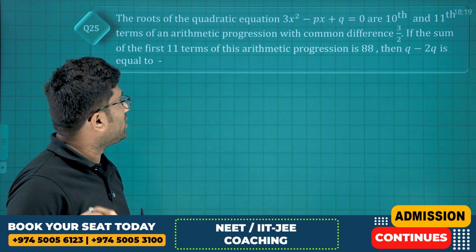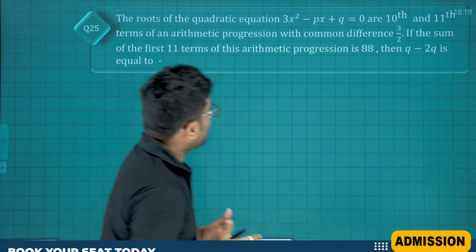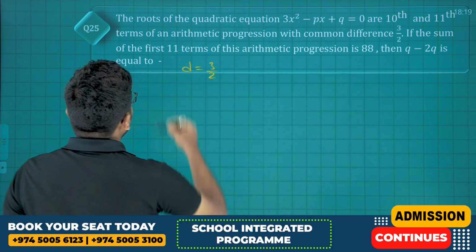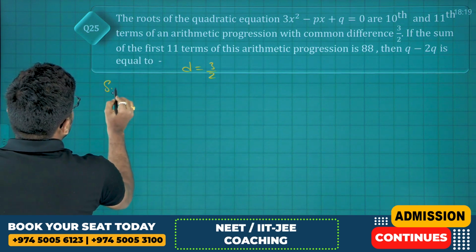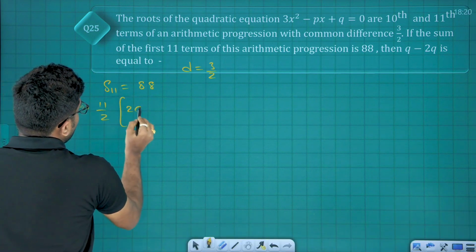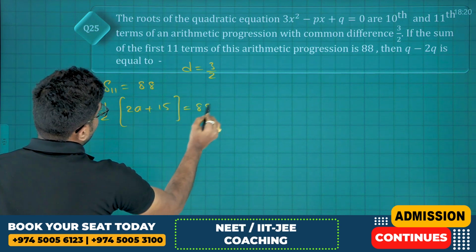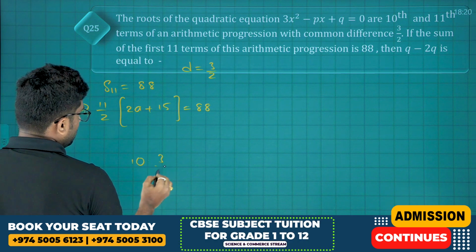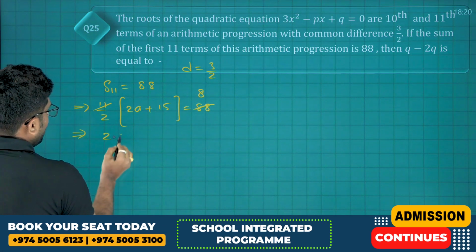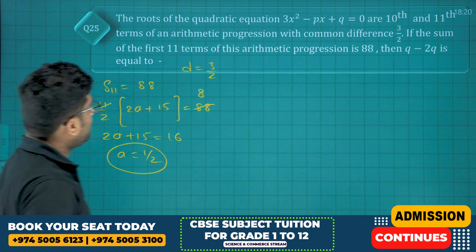Fine. The last question in today's session, friends. They have given that the roots of the quadratic equation 3x square minus px plus q are the 10th and 11th terms of an AP. They have given the common difference of the AP, so d is equal to 3 by 2. The sum of the first 11 terms, S11, is equal to 88. S11 means 11 by 2 into (2a plus 10d), where 10 into 3 by 2 is 15, equal to 88. So 2a plus 15 is equal to 16, and a equals 1 by 2.